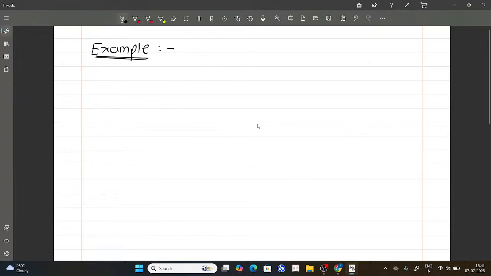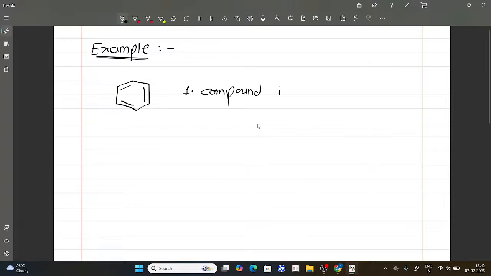First of all, see, if you see this example, we are going to apply all the 4 points that we studied here. The first point is your compound must be planar. Sorry, must be cyclic. Okay. So our compound is cyclic. Okay, it is present in one cycle. Therefore, this compound is cyclic. That first condition is fulfilled.